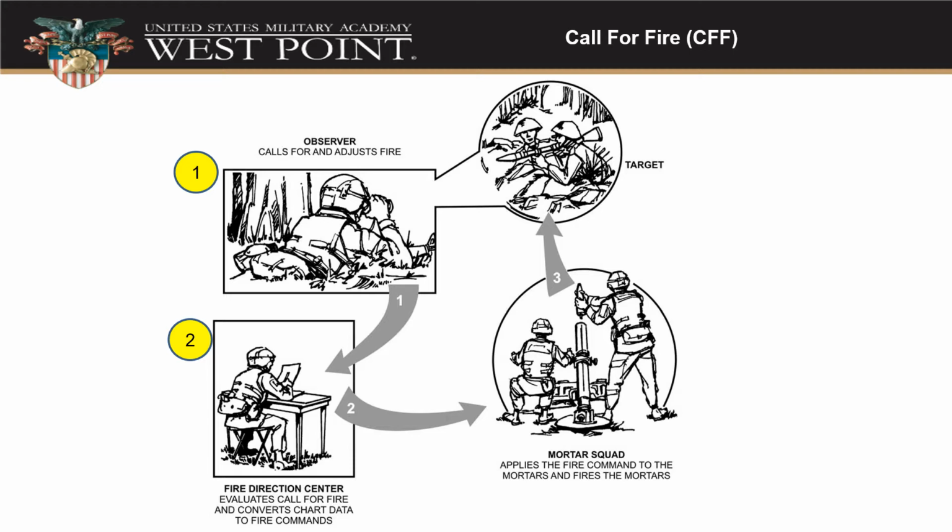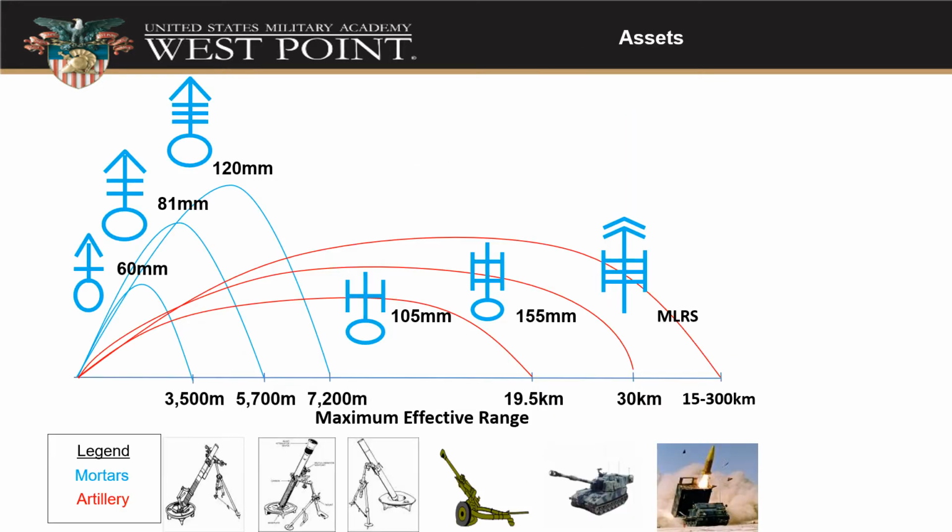The Fire Direction Center then sends the fire mission over to some asset that's going to shoot it, whether that's a mortar, a howitzer, or a rocket system. The squad gets that fire mission and fires it, and that delivers it onto the target, and that's how you get your effects on target. From that, your observer can adjust fire if they need to and continue to go through that cycle.